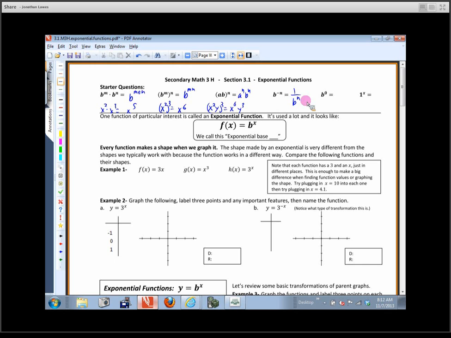If I have a number raised to the 0 power, what's the answer? Answer is 1. And what if I have 1 raised to any power you want? Also 1. Okay? So, again, this section is on something called an exponential function.